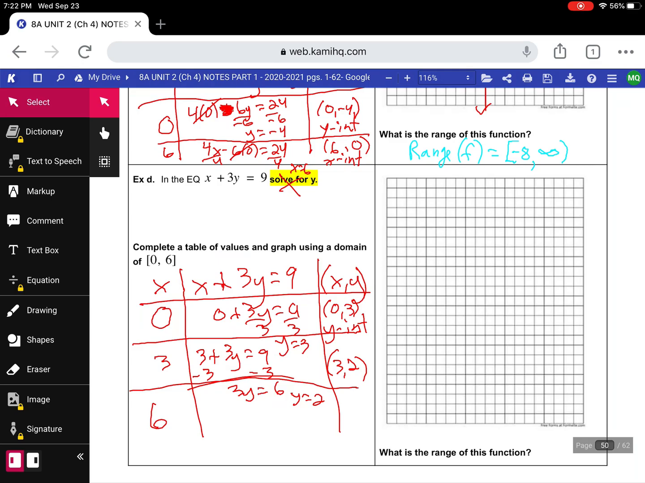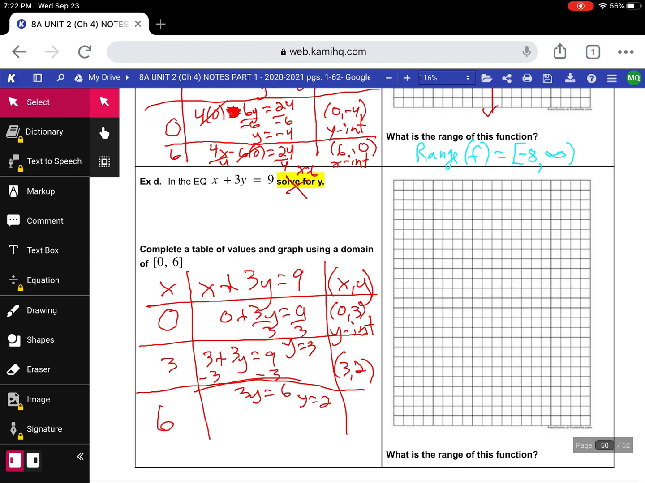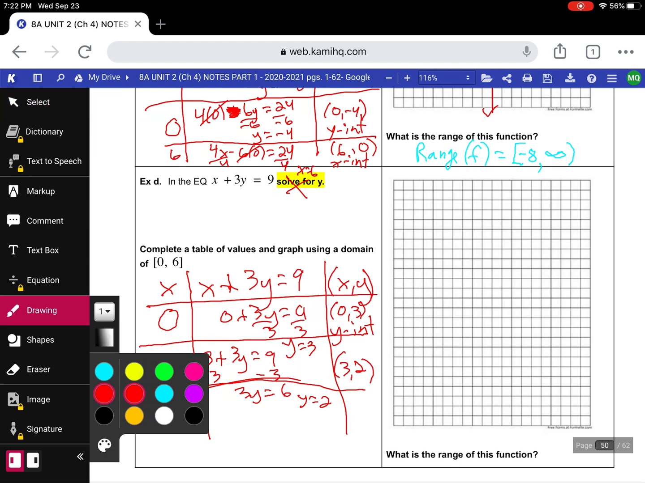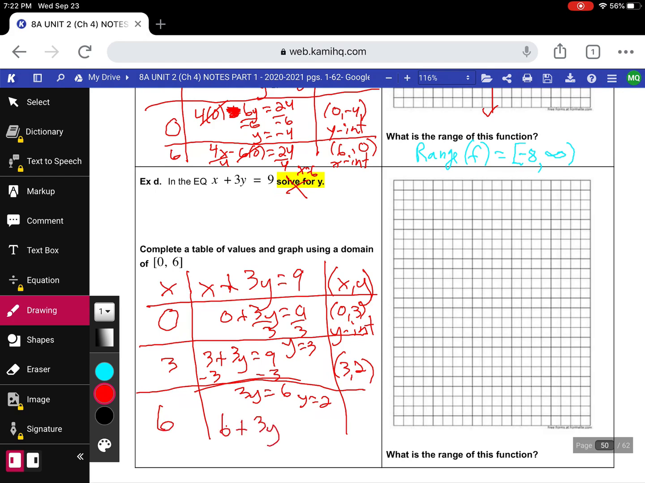We're going to put our 6 in, so we've got 6 plus 3y equals 9. Subtract 6. Get 3y equals 3, and y equals 1. So we have 6, 1.